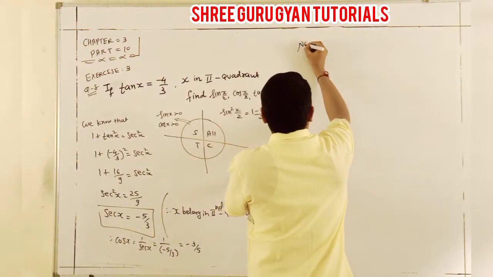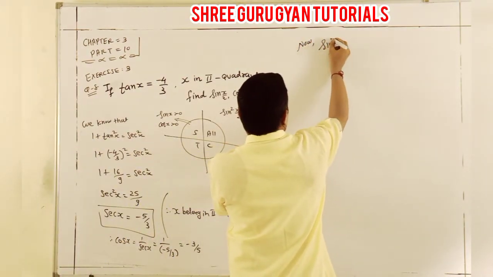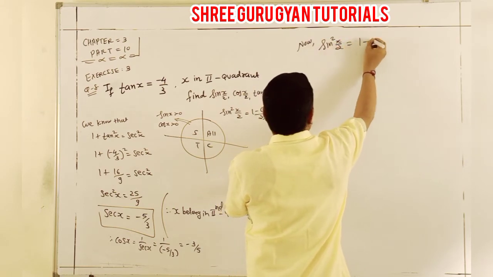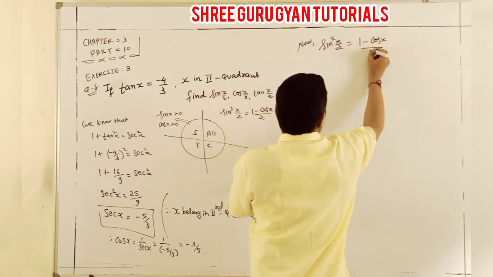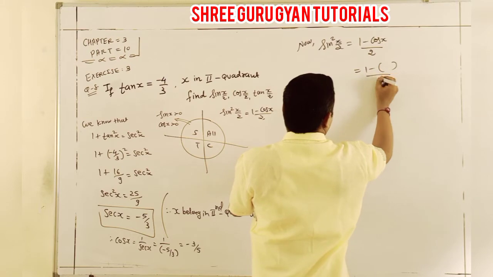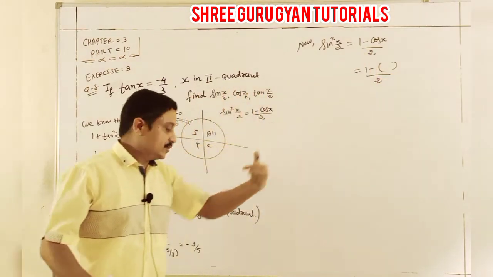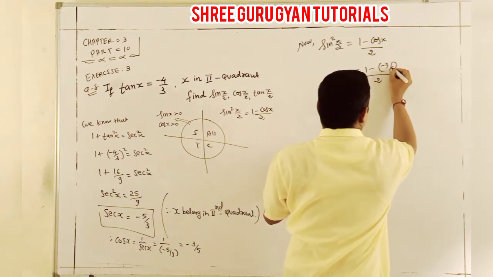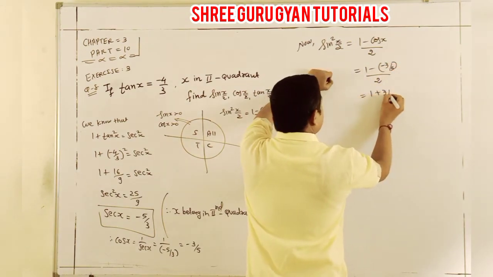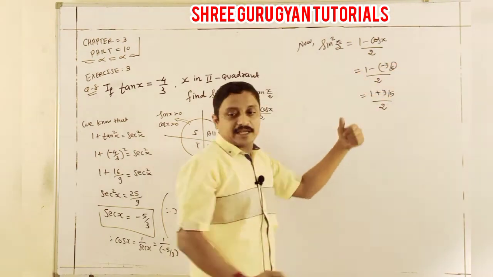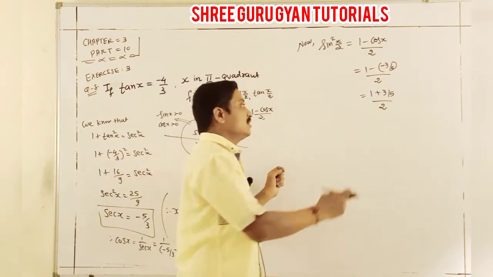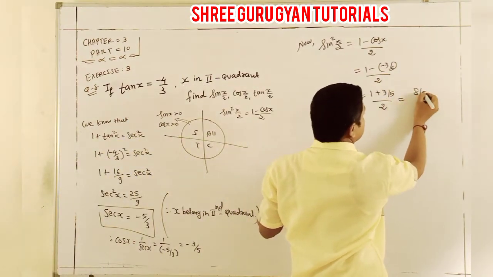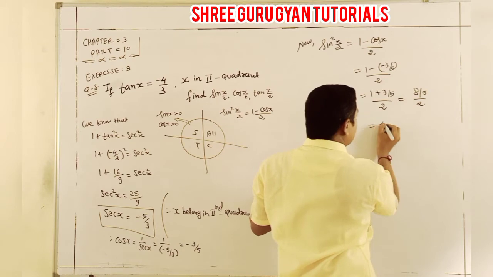So now I start the fifth property, sin square x by 2, which is 1 minus cos x by 2, and this cos x, students, is minus 3 by 5. Putting it in happily, so 1 plus 3 by 5 over 2, and that value is your answer. 5 plus 3, 8 by 5, which gives 4 by 5.